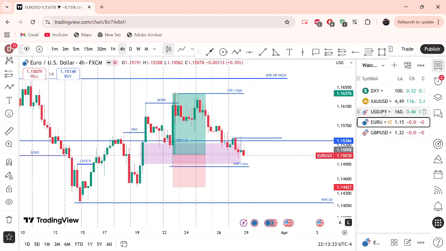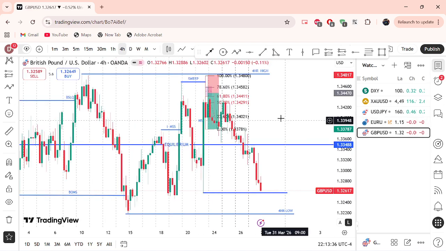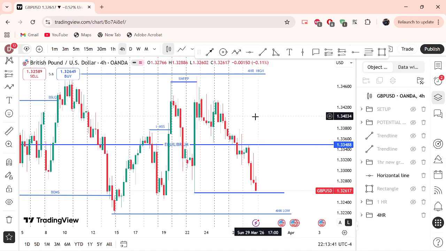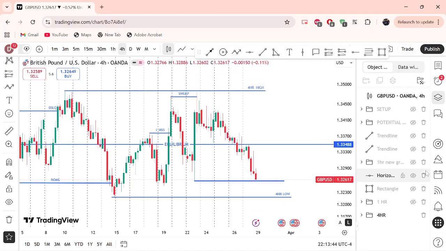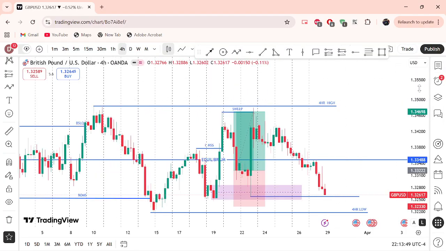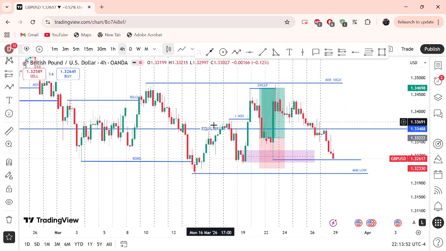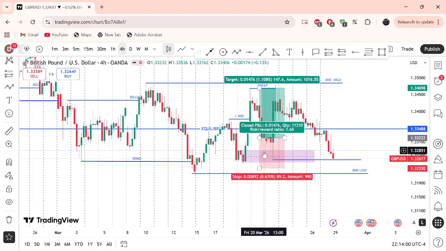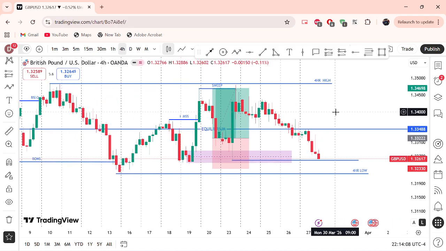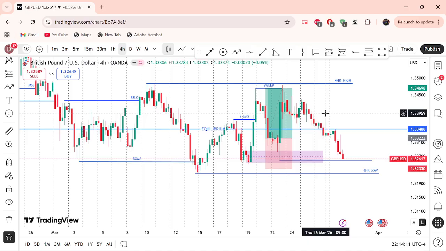Another similar thing, to GU. I think GU and EU have a tendency of following each other. So the same potential setup, you can see, we had this market structure shift. Market is in a discounted area, so we just wait for the market to tap the 61% level, then we wait for it to push higher. So that could happen. Those are the trades that I should have taken this week.